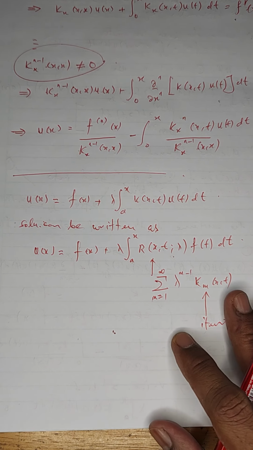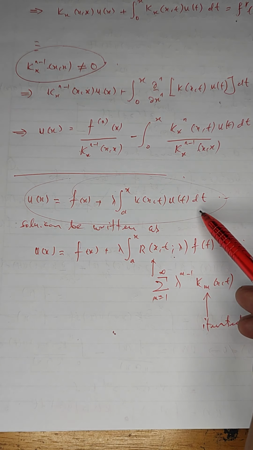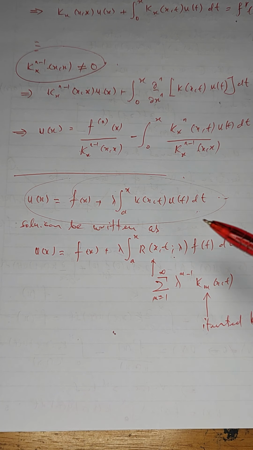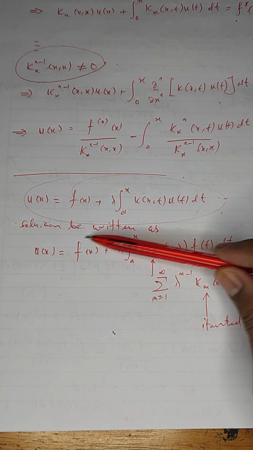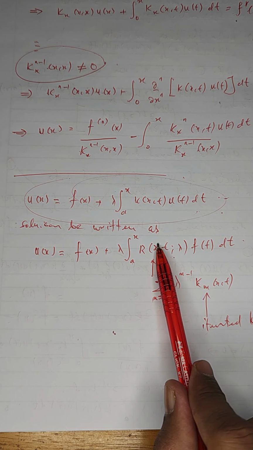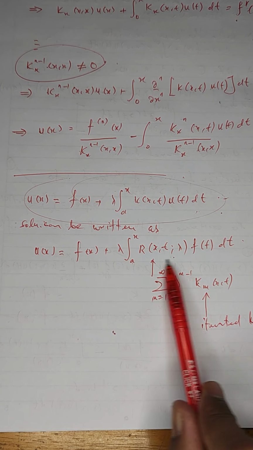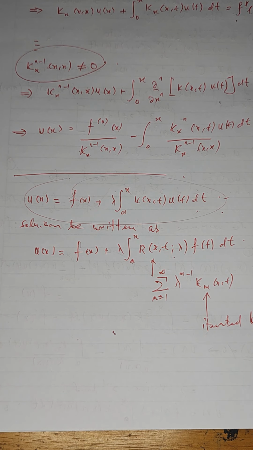Okay, so that's the process to solve the non-homogeneous Volterra integral equation of the second kind. We write the solution as that, where R is the resolvent kernel. The resolvent kernel can be obtained from that series, and the K_m can be found from the iterated kernel.